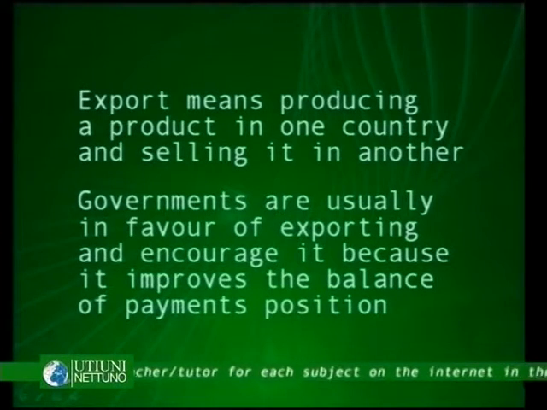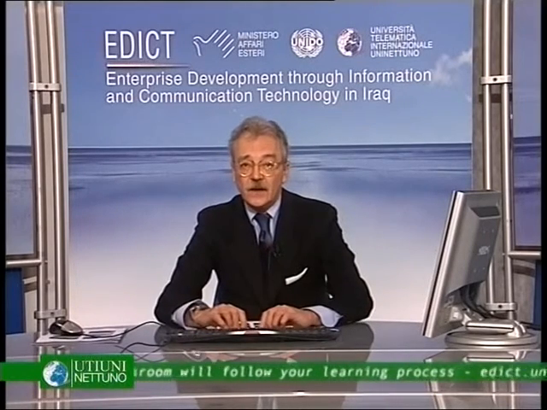Governments are usually in favor of exporting and encourage it, as it improves the balance of payments position. This is quite normal. All the countries have this constraint of the balance of payments. They want to have a positive balance of payments, where positive means that export is bigger than import, as it is very important for the economy of governments. But this is really a global issue, so if everybody is just interested to export, it doesn't work. So in all the countries there is always a balance of import and export, and very few countries are capable to have a positive balance of payments.